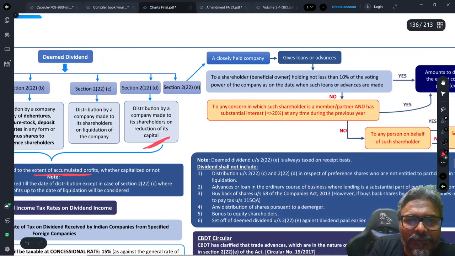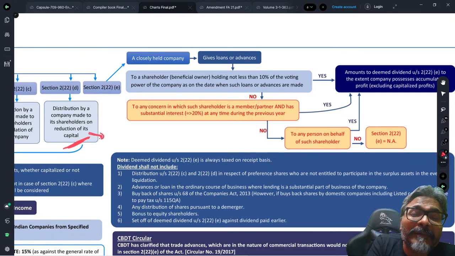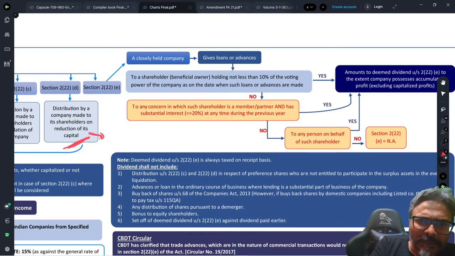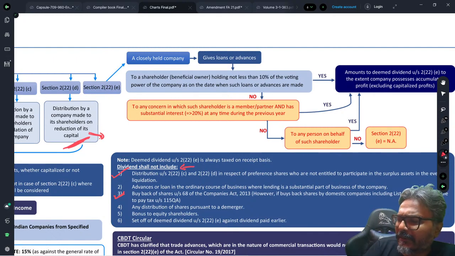Now, there is some exclusion which is very critical here, students. Even a redemption of a preference share or a buyback of equity shares leads to a reduction of share capital, on which the company makes the payment of money to the shareholder. So can we therefore say that this could also be considered as a deemed dividend under section 2(22)(d)? To that, the answer is no. Why? Because there is an exclusion to the definition of dividend.